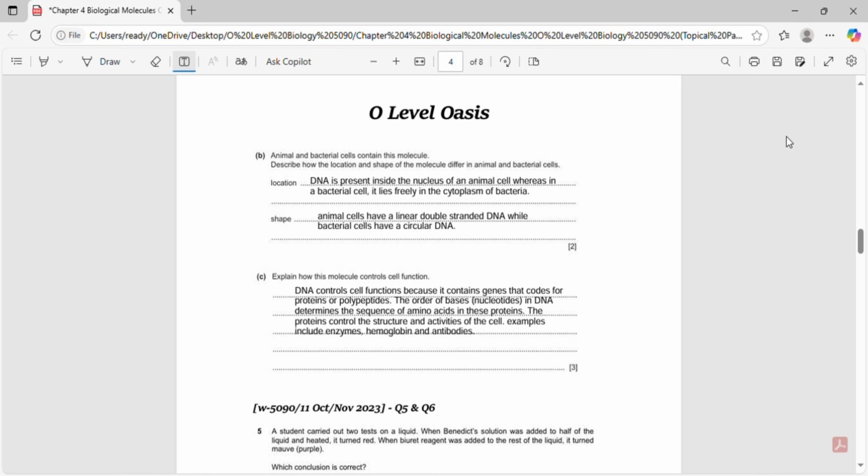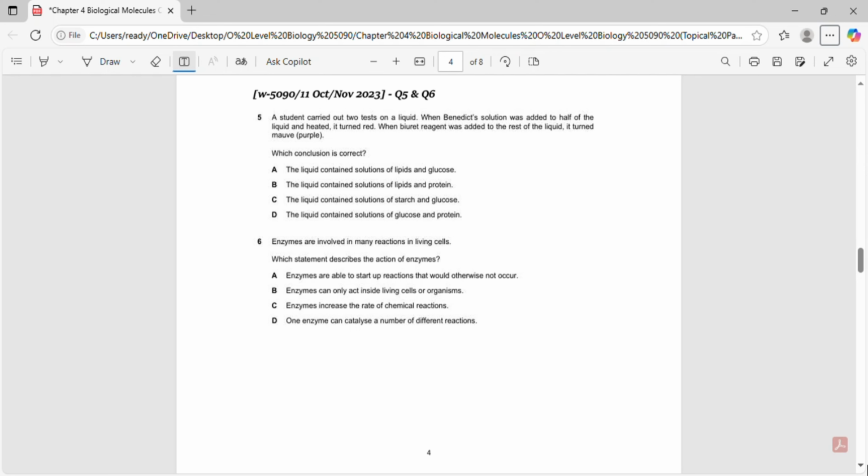Coming back to multiple choice questions, the question says that the student carried out 2 tests on a liquid. First, they added Benedict's solution to half of the liquid and heated it, which turned the solution red. Then they added Biuret reagent to the other half, and it turned mauve or purple. Let's break this down. Remember, Benedict's solution is used to test for reducing sugars like glucose, and the red precipitate is a positive result. The Biuret test is used to detect proteins, with a purple or mauve color indicating their presence. So from these results, we can conclude that the liquid contained both glucose, a reducing sugar, and proteins. That's why the correct answer is option D, which states that the liquid contains solutions of glucose and protein.